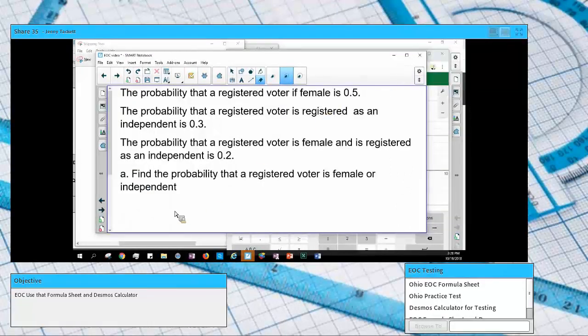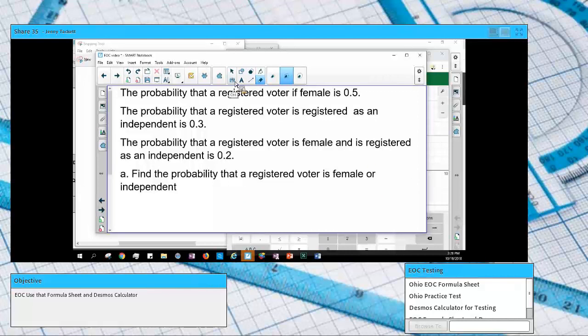Probability. We don't get much with probability. But here we have, let's read the problem and see if the formula sheet can help us out. The probability that a registered voter is female is 0.5. The probability that a registered voter is registered as an independent is 0.3. The probability that a registered voter is female and is registered as independent is 0.2. So we're to find the probability that a registered voter is female and independent.